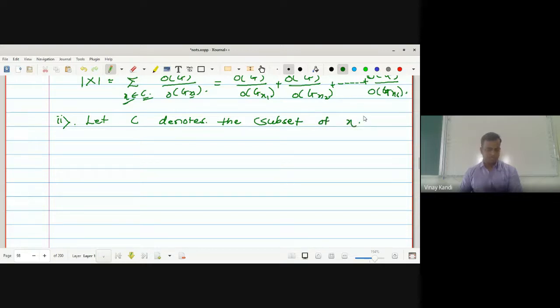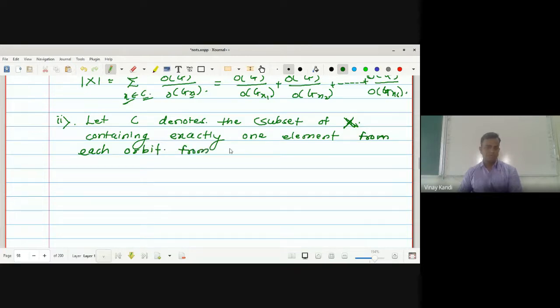Subset of X, the capital X, containing exactly one element from each orbit. Each orbit from capital X under capital G.